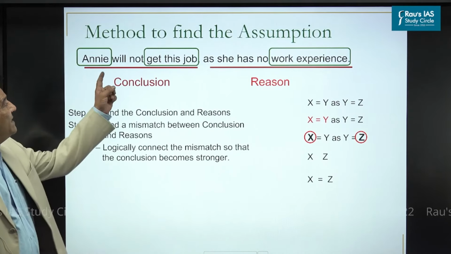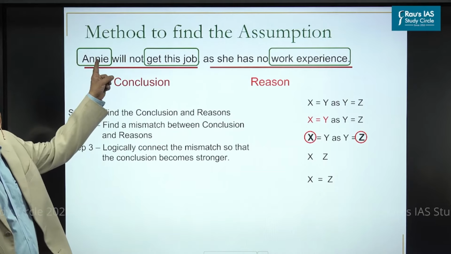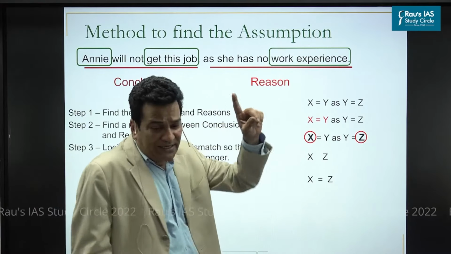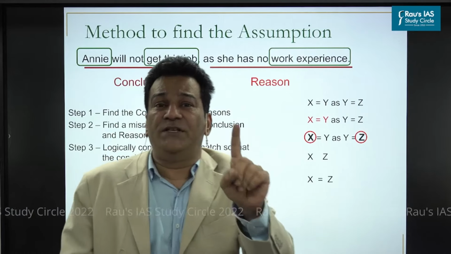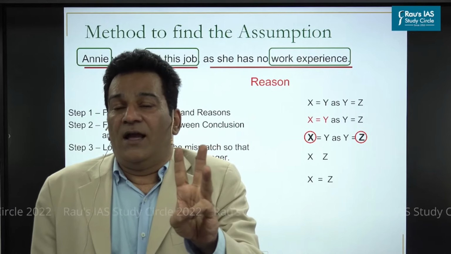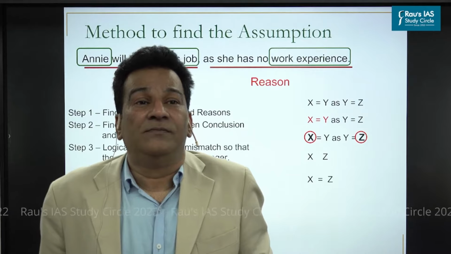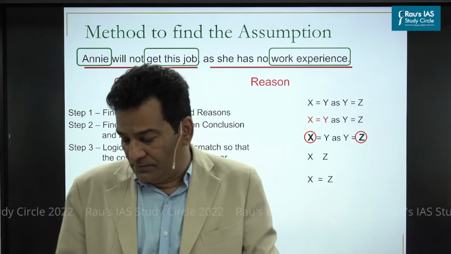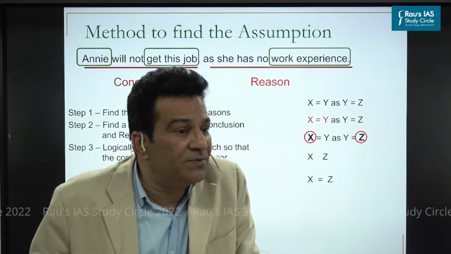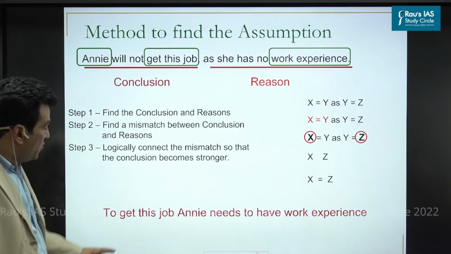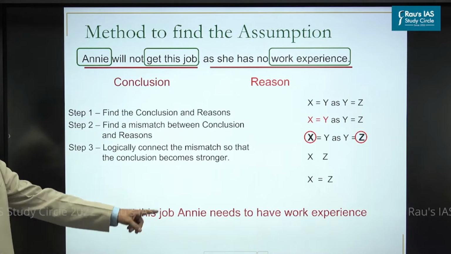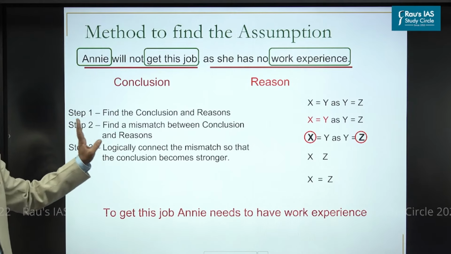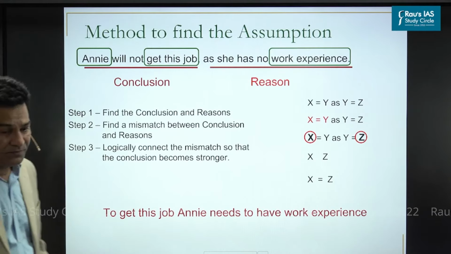Now I want you to make a sentence using this encircled part, the green parts. Annie, get this job, work experience. Make one sentence, simple sentence, which uses these three concepts. That would be the assumption. And it should make sense. It should strengthen the conclusion also. If she has work experience. To get this job, Annie needs to have work experience, or Annie needs to have work experience to get this job. This is the only single assumption possible. Write it down.